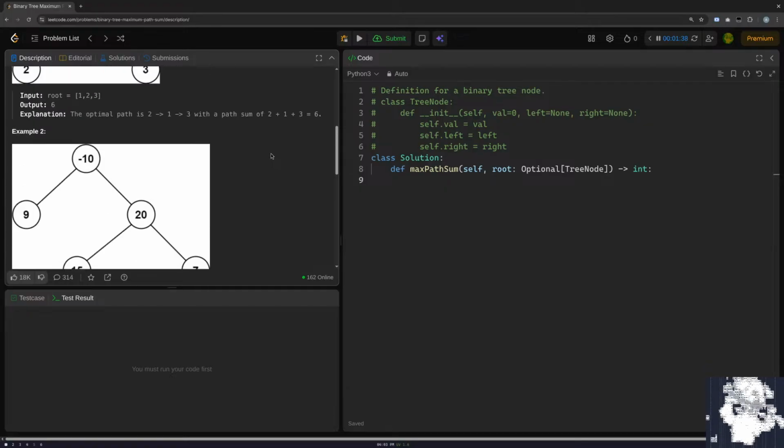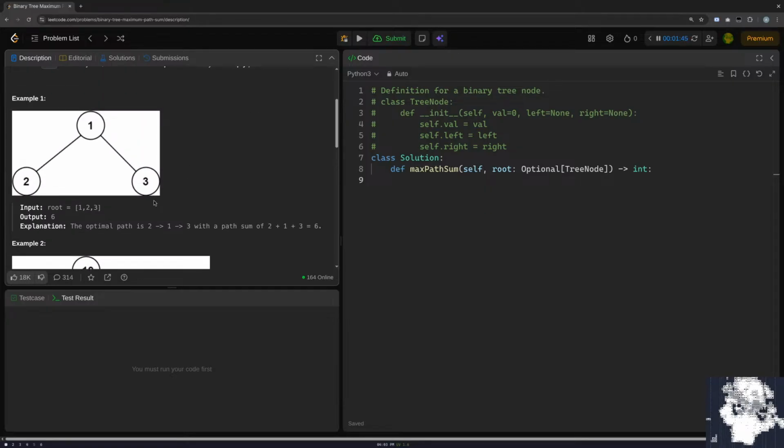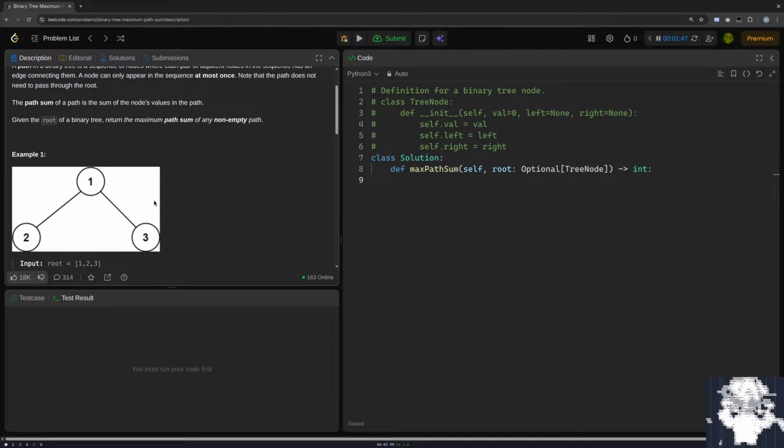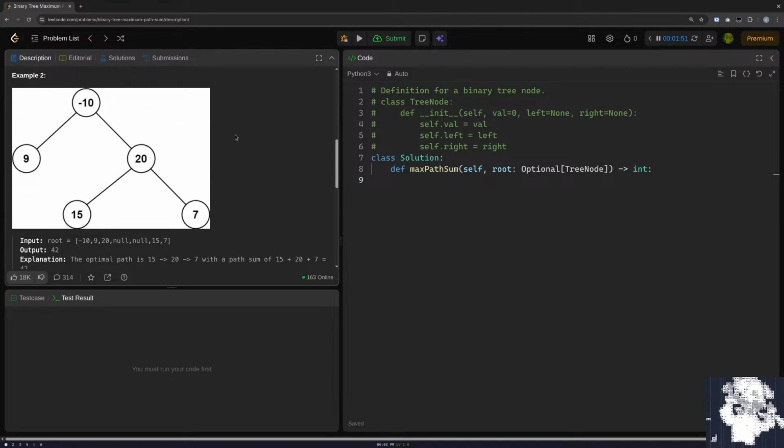So the path with the... and there are negatives also. That makes sense. Otherwise it would be a little easier because you could just go through the longest path. Or not exactly, but whatever. It makes it harder that there's negatives. So this is very interesting.